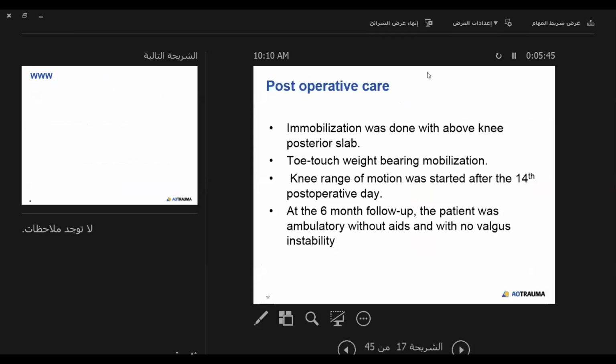We applied immobilization with an above-knee posterior slab, started toe-touching, and she started early range of motion 14 days post-operatively. At the 6-month follow-up, she was ambulatory without any aids, without any crutches, with no varus or valgus instability and full weight bearing.